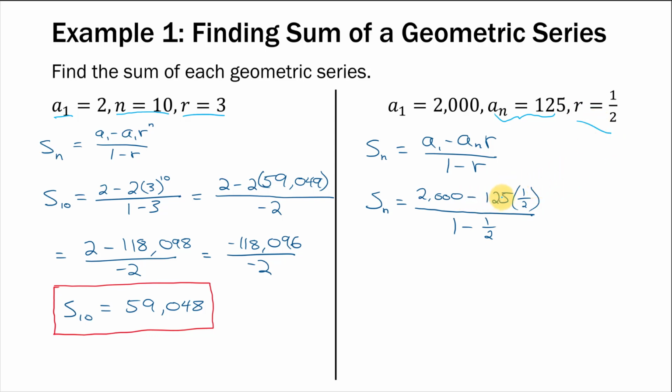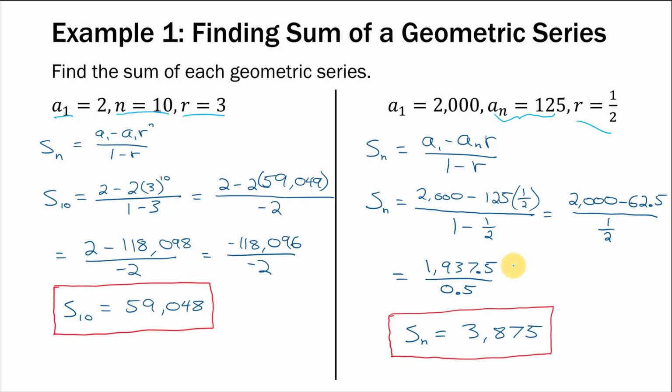Okay, so 125 times 1 half, and then again, I've got 1 minus r, which is 1 minus 1 half in my denominator. Okay, so I can start simplifying, so I get 1,937.5 divided by 1 half, and the sum of this geometric series is going to be 3,875.